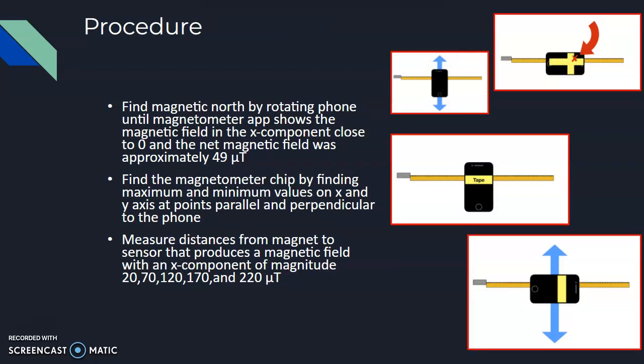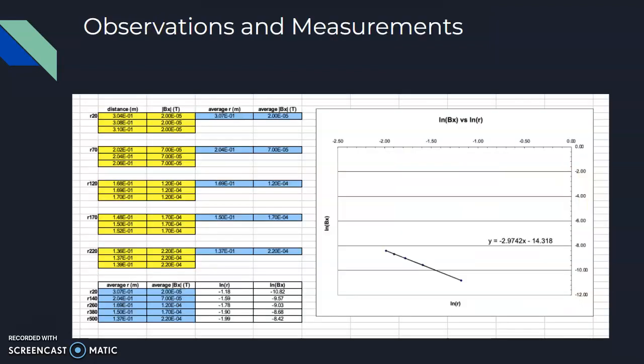So the procedure: find magnetic north by rotating your phone, and find the magnetometer shift by finding the y and minimum x values at the parallel and perpendicular points. And these are my observations and measurements right here. So you can take a look at that real quick.